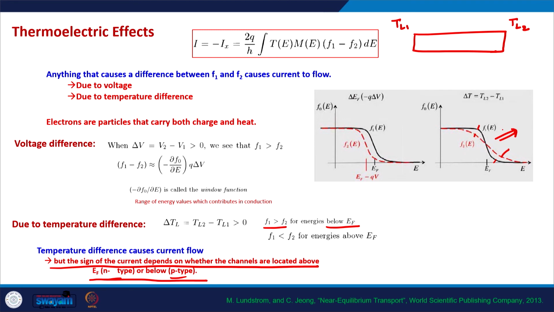So, this is a small homework for you. What would be the direction of current in an n-type material when TL2 is greater than TL1, and what would be the direction of current in a p-type material when TL2 is greater than TL1?